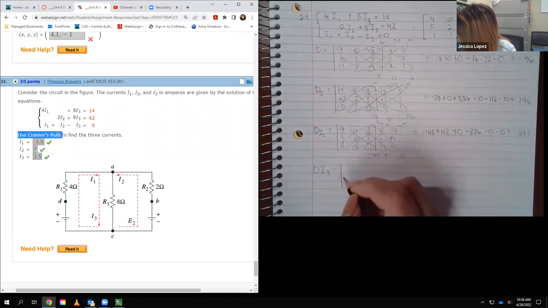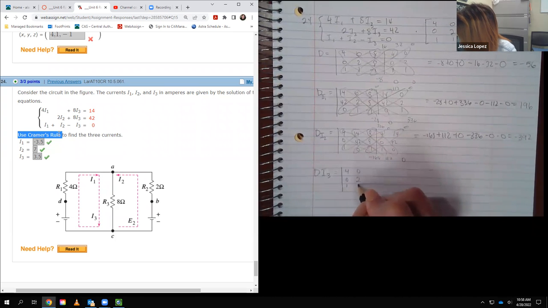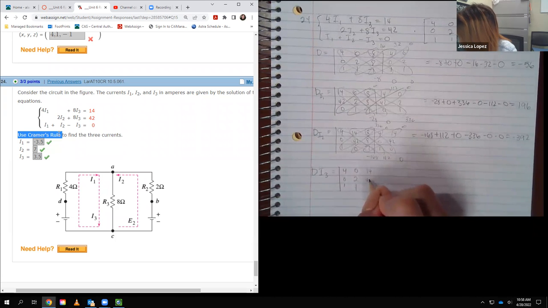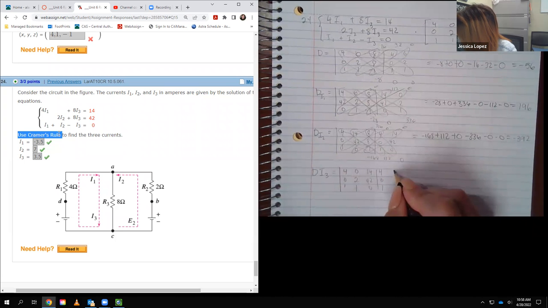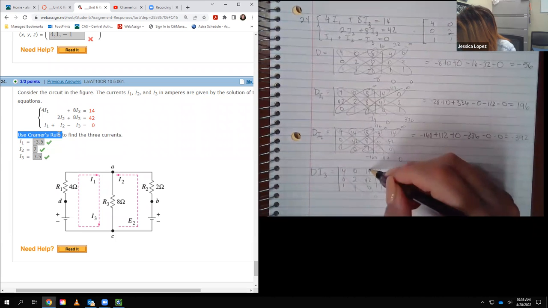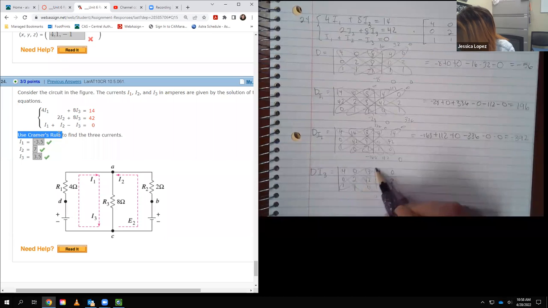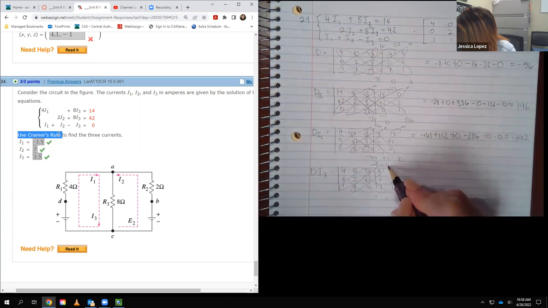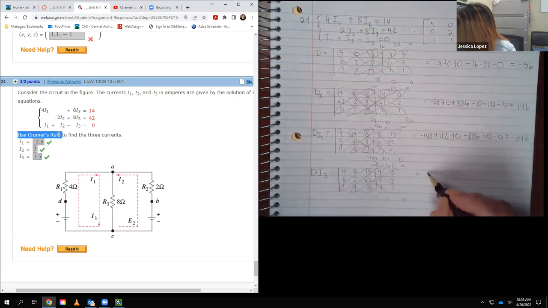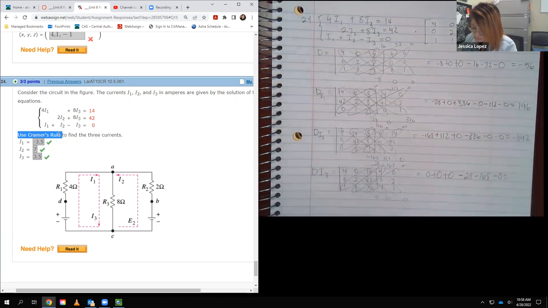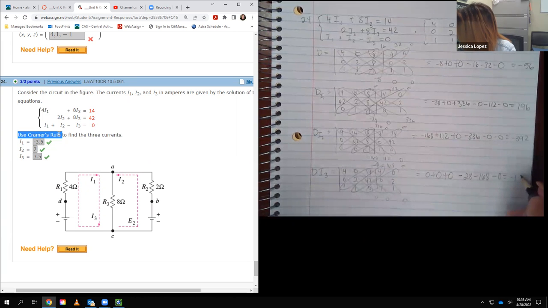Okay, now we're going to do DI3. So we're going to keep the I1 column and the I2 column the same, but we're going to change the I3 column to the constants. We'll rewrite the first two columns. So then we do these, and then the uppers. So then we have 0 plus 0 plus 0, and then subtract the uppers. So minus 28 minus 168 minus 0. And I get negative 196.